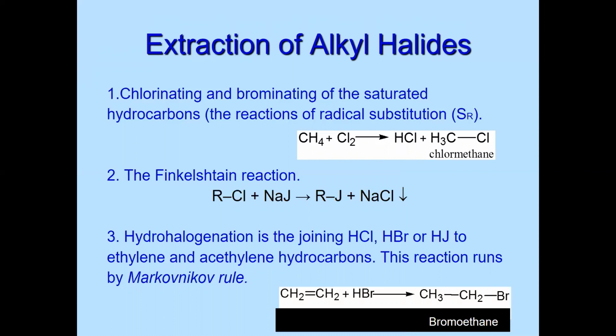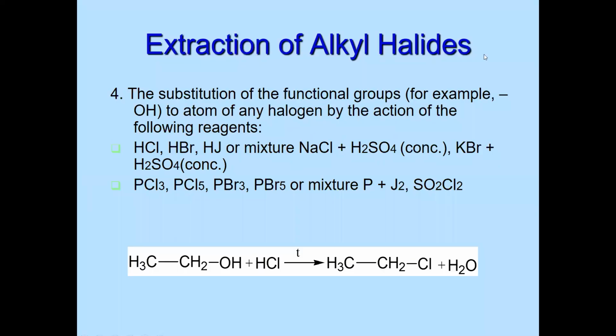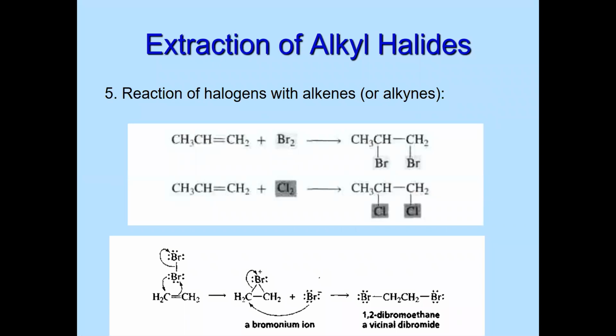This reaction runs by the Markovnikov rule. The substitution of the functional groups, for example hydroxy, by an atom of any halogen by the action of the following reagents: hydrochloride, hydrobromide, pentachloride of phosphorus, and others. Reaction of halogens with alkanes or alkenes.